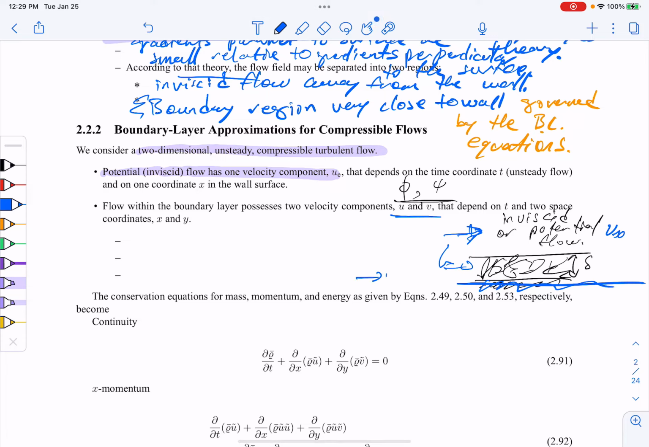So u would be in the x direction, and v would be in the y direction, if this is x and y. And it might also depend on time, if it's an unsteady flow. And of course, all turbulent flows are unsteady. That's why we do statistical approaches. So x is usually the distance measured downstream on the surface from some point, and y is the distance from the wall, which is great.